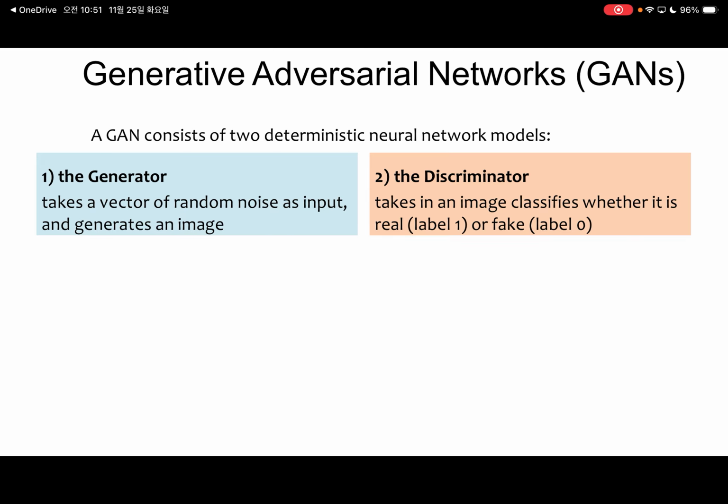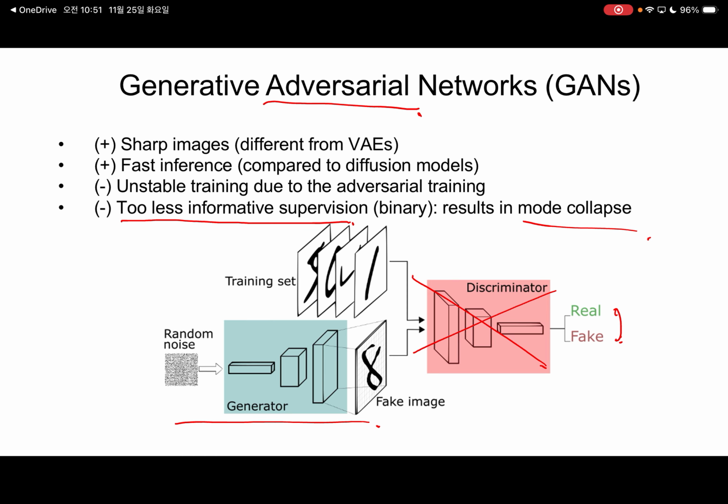As I introduced, there are two modules, the generator and the discriminator. The generator takes a vector of random noise as input and generates an image. And the discriminator takes an image and classifies whether it is real or fake. This figure shows, right? The generator takes random noise and then generates some image. The discriminator tries to classify whether this image is a real image or a fake image.